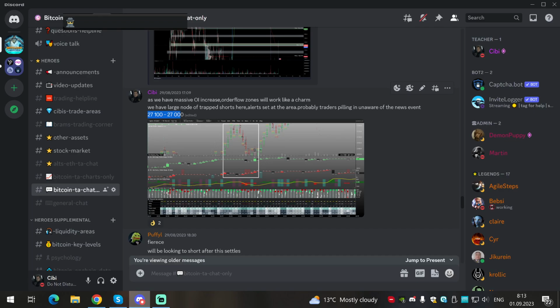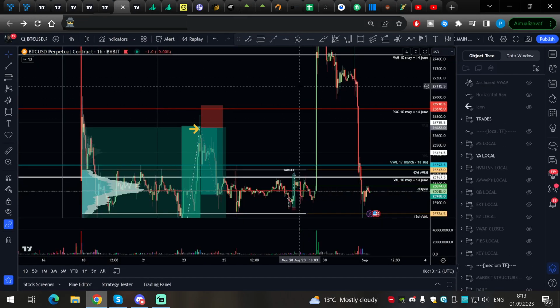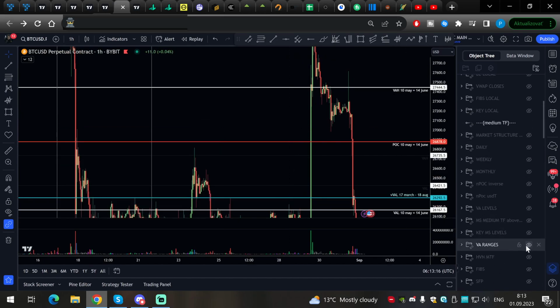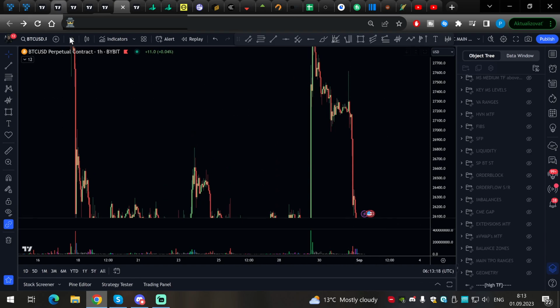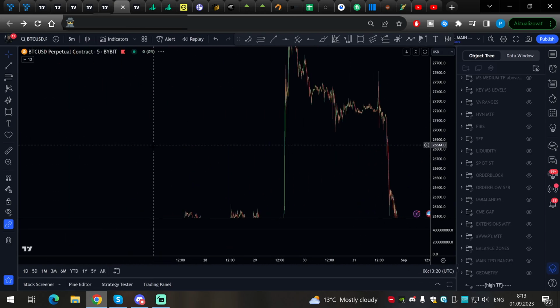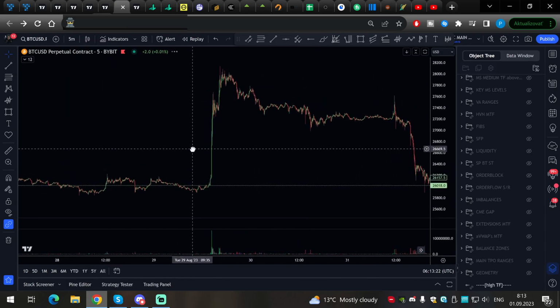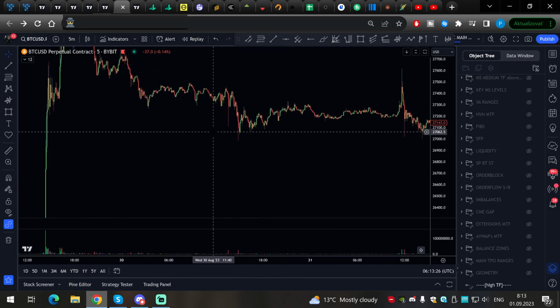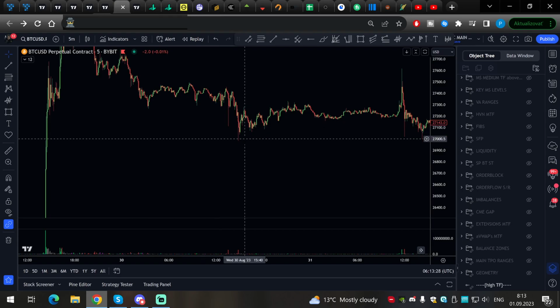27,100 and 27,000. As I will not be returning to this post, I can show you right now how the market reacted from it. Let's turn everything off. Small time frame, 5-minute time frame. Because we are pumping heavily, but the market in the end started retracing, and you see what happened here. So 27,100 to 27,000. Yes. You see what happened here?